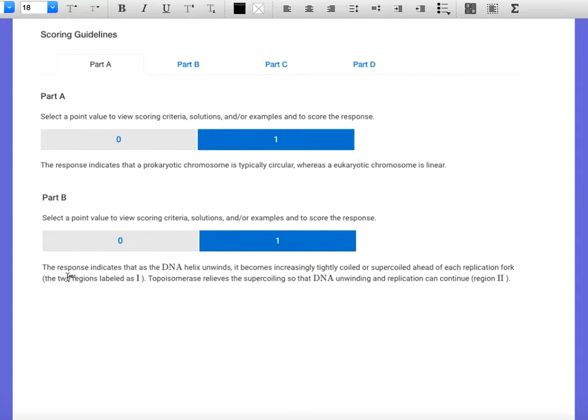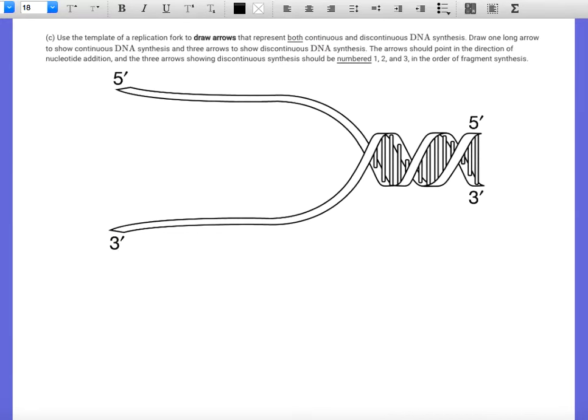So the response indicates that as the DNA helix unwinds, it becomes increasingly tightly coiled or supercoiled ahead of each replication fork, right? And then topoisomerase relieves the supercoiling, so it stabilizes the unwinding of the double helix. So pretty much what we had said. I'm kidding, College Board. We love you.